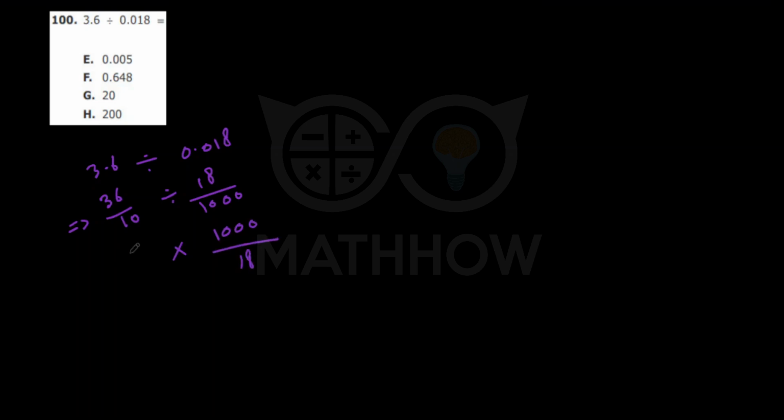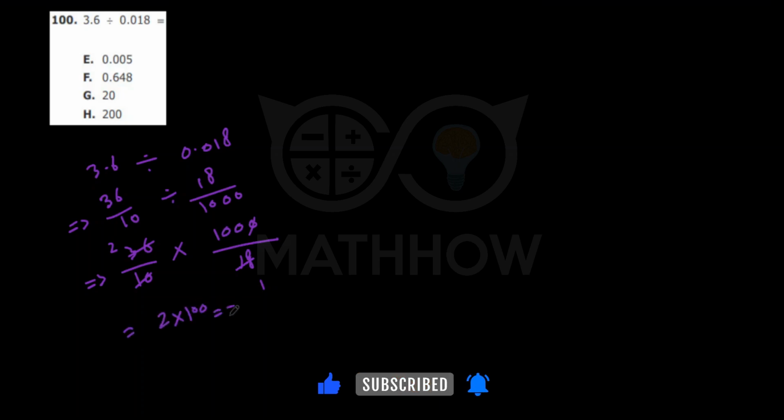1000 over 18 times 36 over 10. 18 ones are 18, 18 twos are 36. 2 multiplied with 100 will be 200. So the correct answer is option H.